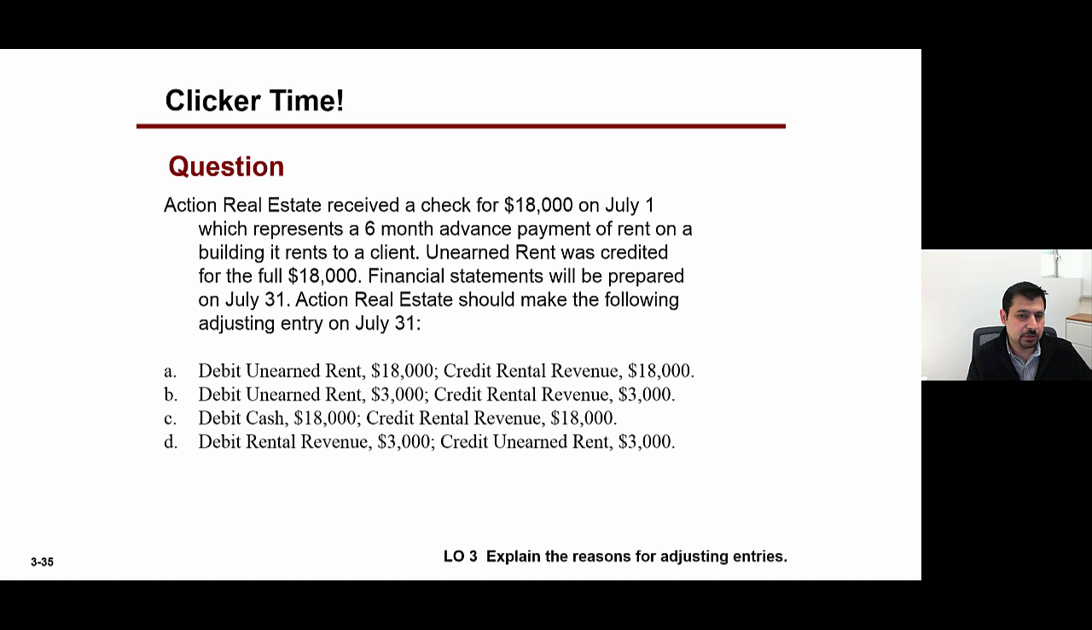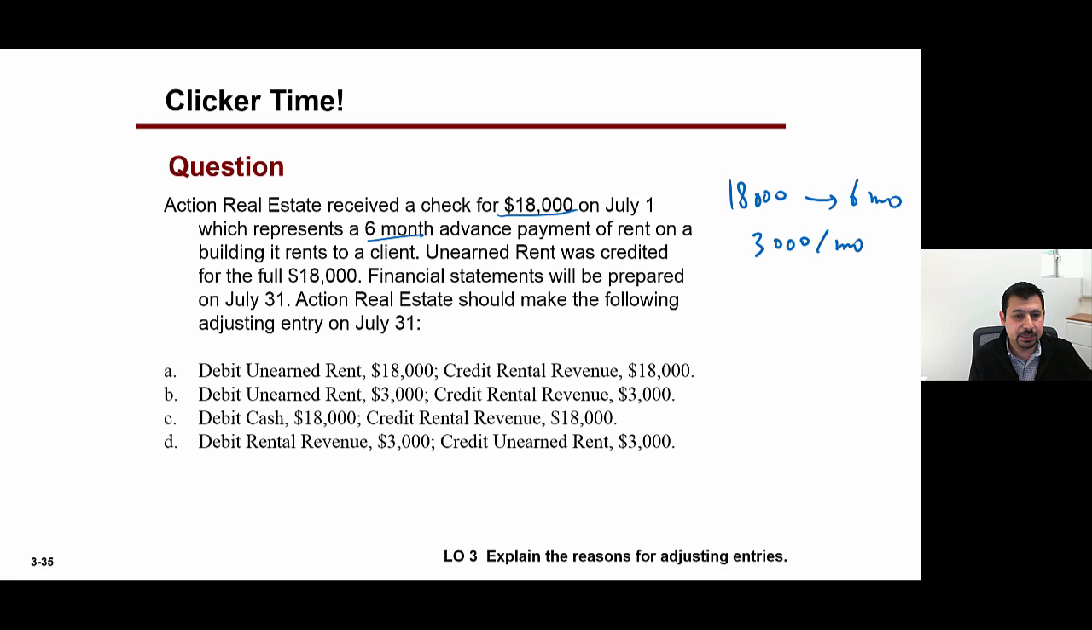How do we approach that? So the original amount of unearned revenue was $18,000. This was for 6 months. So how much is it per month? It's $18,000 for 6 months. So it is $3,000 per month.